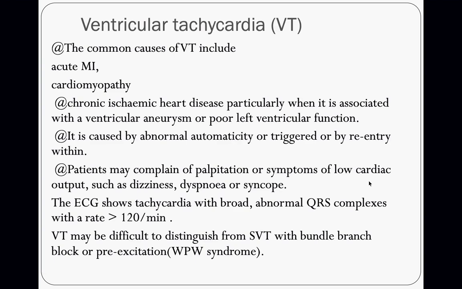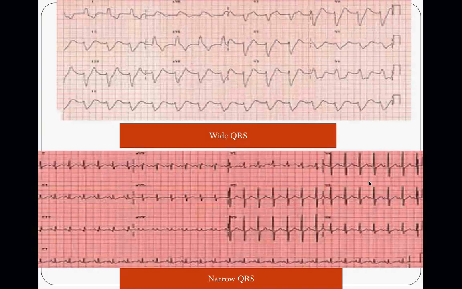The patient may complain of palpitation or symptoms of low cardiac output such as dizziness, dyspnea, or syncope. The ECG shows tachycardia with a broad abnormal QRS complex with a rate of more than 120 per minute. VT may be difficult to distinguish from SVT with bundle branch block or WPW syndrome. Next slide. This is the shape of VT. Wide QRS complex, rate more than 100. Next slide.